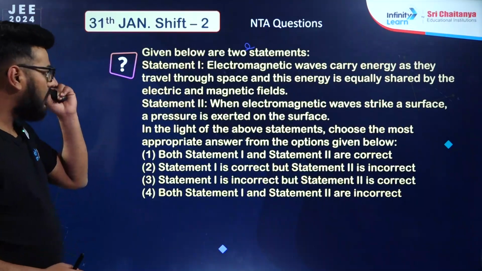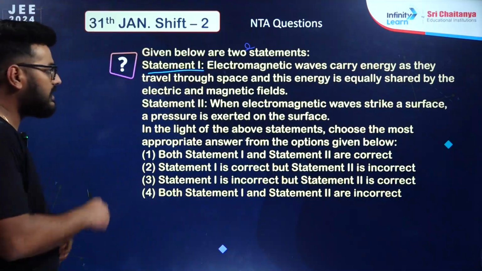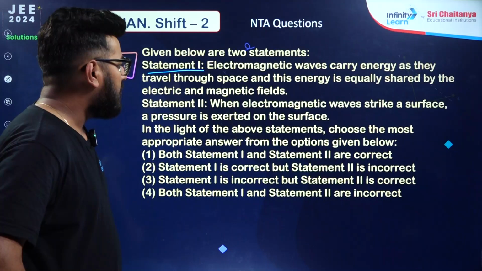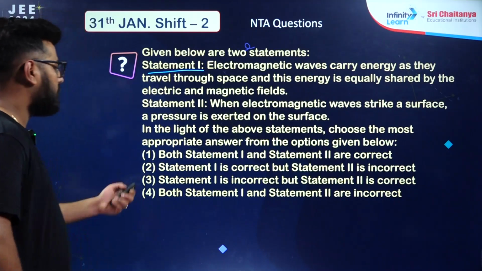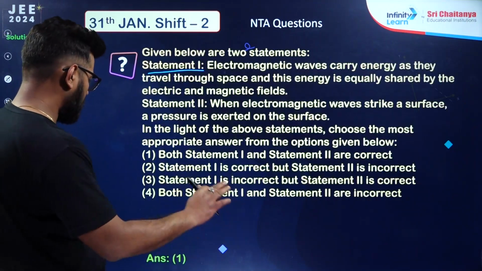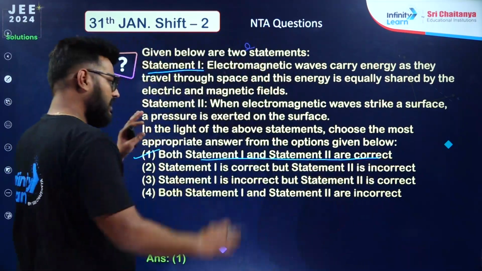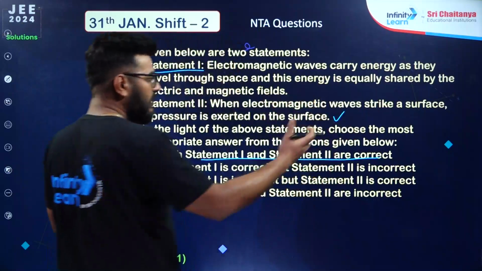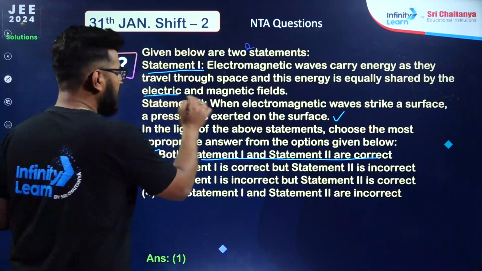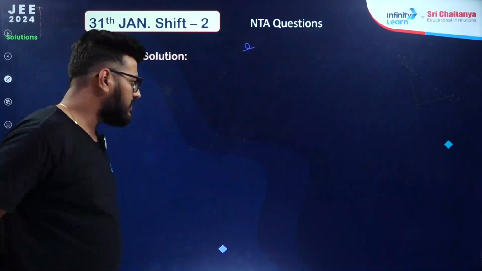Now moving ahead, given below are two statements. Statement 1: electromagnetic waves carry energy as they travel through space, and this energy is equally shared by electric and magnetic fields. Statement 2: when electromagnetic waves strike a surface, a pressure is exerted on the surface. Absolutely correct. Option number 1 is the correct answer: both statement 1 and statement 2 are correct. Yes, they definitely exert a pressure also on a reflecting surface, that is 2I by C, and they carry energy both in electric and magnetic fields. So this was a statement based question, very simple, based on theory only. Option number 1 is the correct answer.